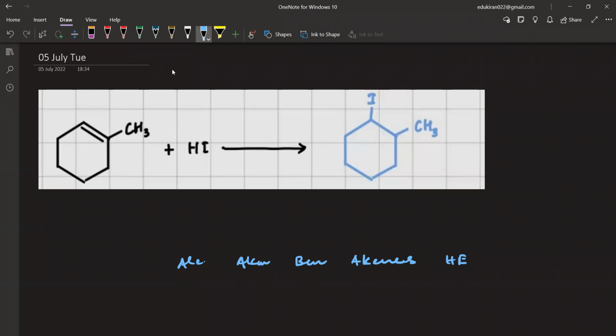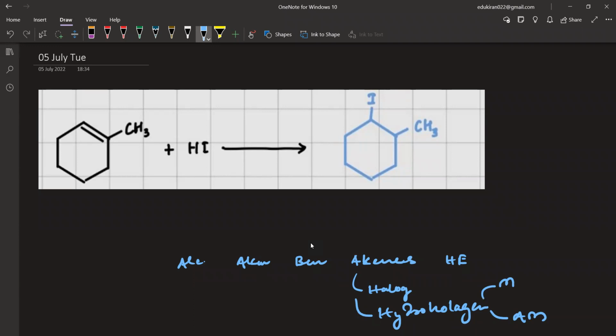And what is the reagent? There are two methods of preparation from alkenes, right? One is halogenation and the other is hydrohalogenation. So what do you think, which one is this? Hydrohalogenation. Okay. Very good. Now in hydrohalogenation, we have two cases, Markovnikov, anti-Markovnikov. So is it Markovnikov or anti-Markovnikov? Markovnikov.